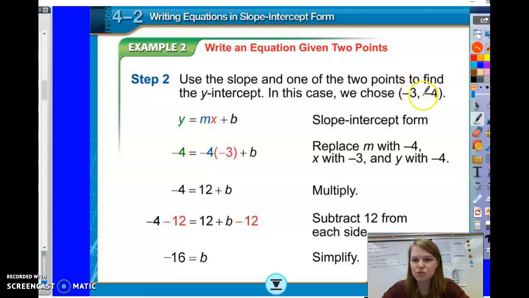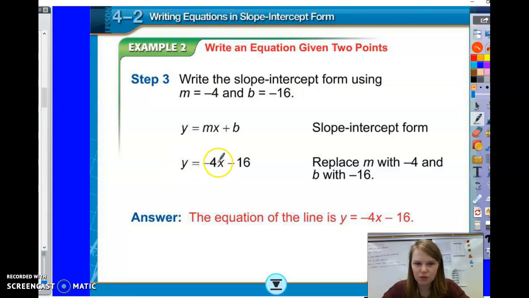In this case, the book chose to use -3, -4. If you choose the other point, you get the same answer. It doesn't matter. So they plugged in -3 for x, -4 for y, and solve for b. Once they do that, they get their answer for b. You already know m, so use those 2 pieces to write your equation. Y equals -4x minus 16. That's your final answer.